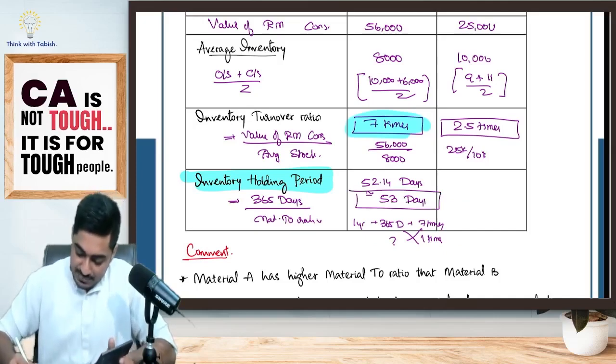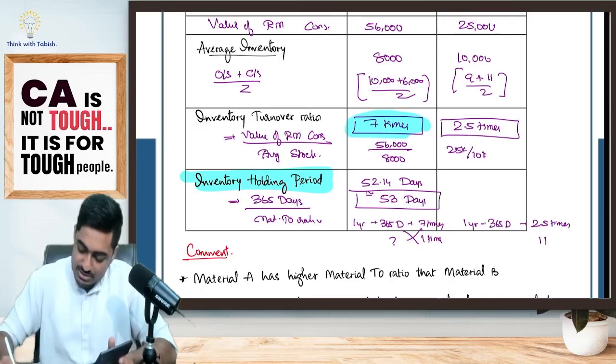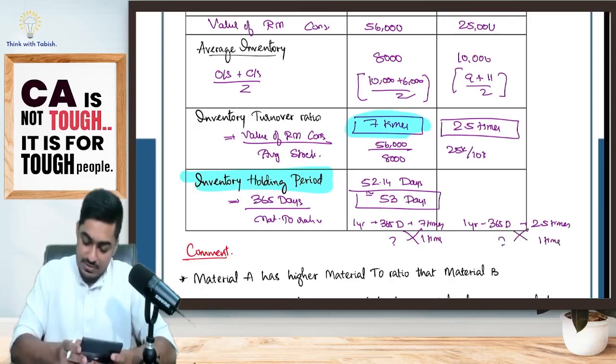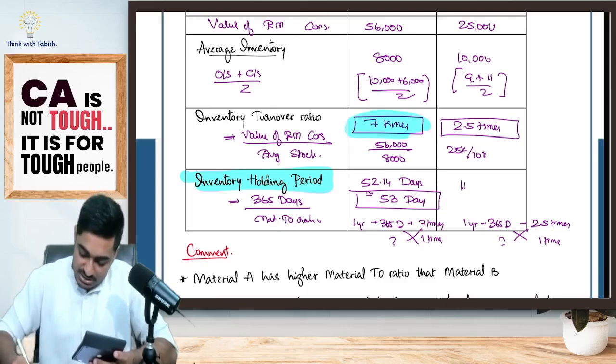Coming to B. Yes, in 1 year, how many times am I rotating? 2.5 times only. That means in 365 days, I am rotating 2.5 times. That means to rotate 1 time, how many days are needed? 365 divided by 2.5. Is it 146 days? Yes or no, everyone?